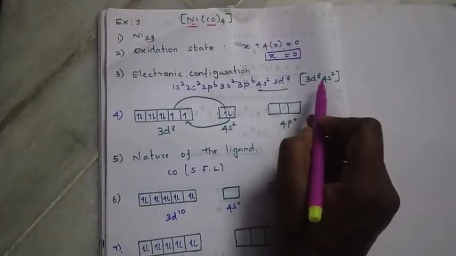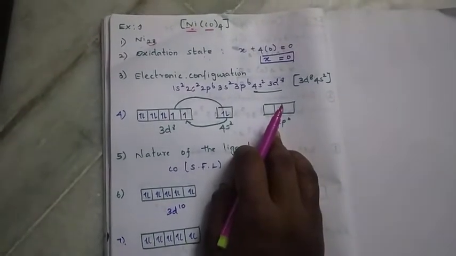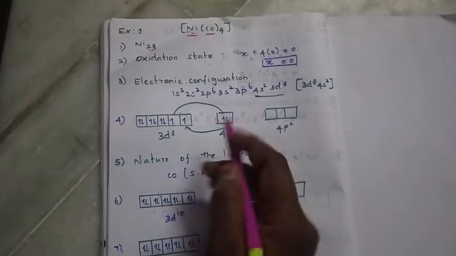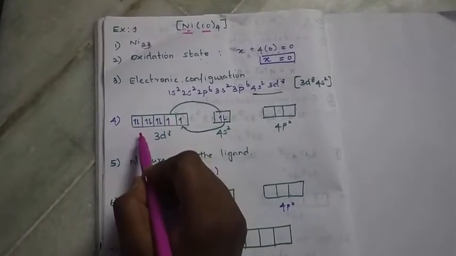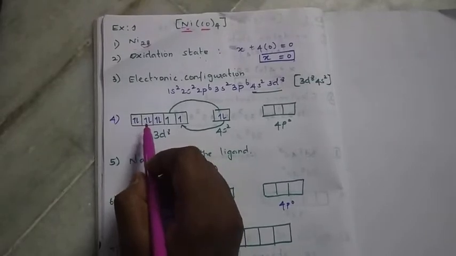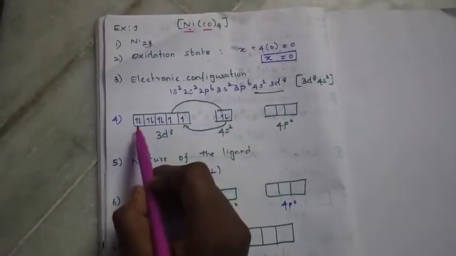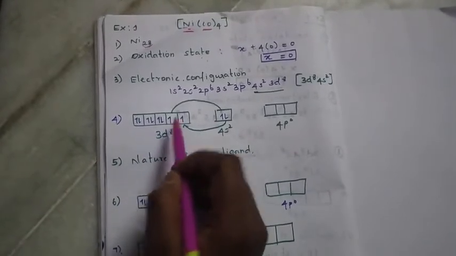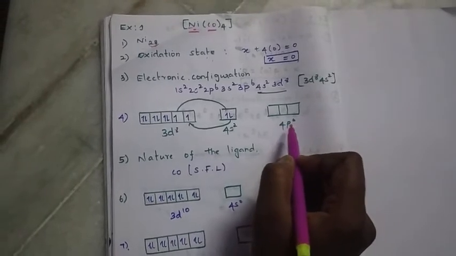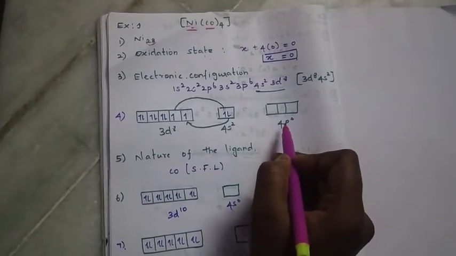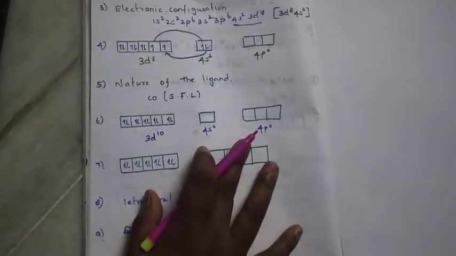We have to fill the electrons according to Hund's rule. We know what is meant by Hund's rule. First, one electron is filled in each orbital, then only the pairing takes place. This is called Hund's rule. So we have to fill the electrons in 3d8. Then 4s2 I have written here, and the 4p orbital is empty, so I have written 4p0.